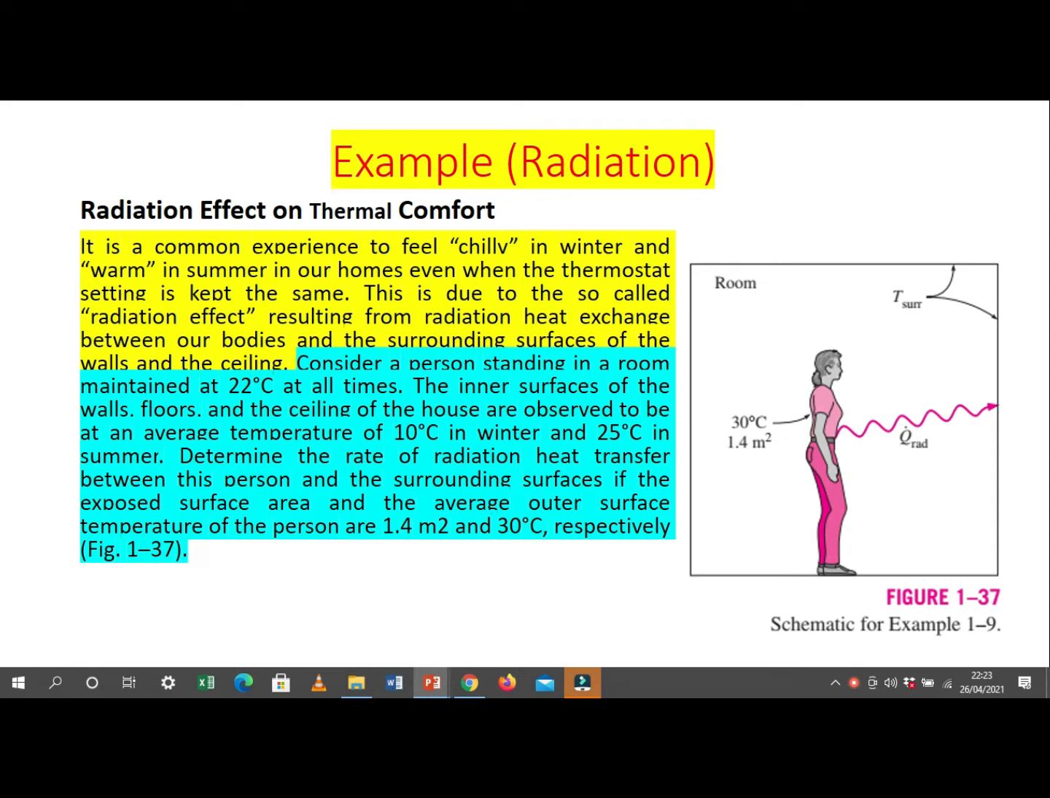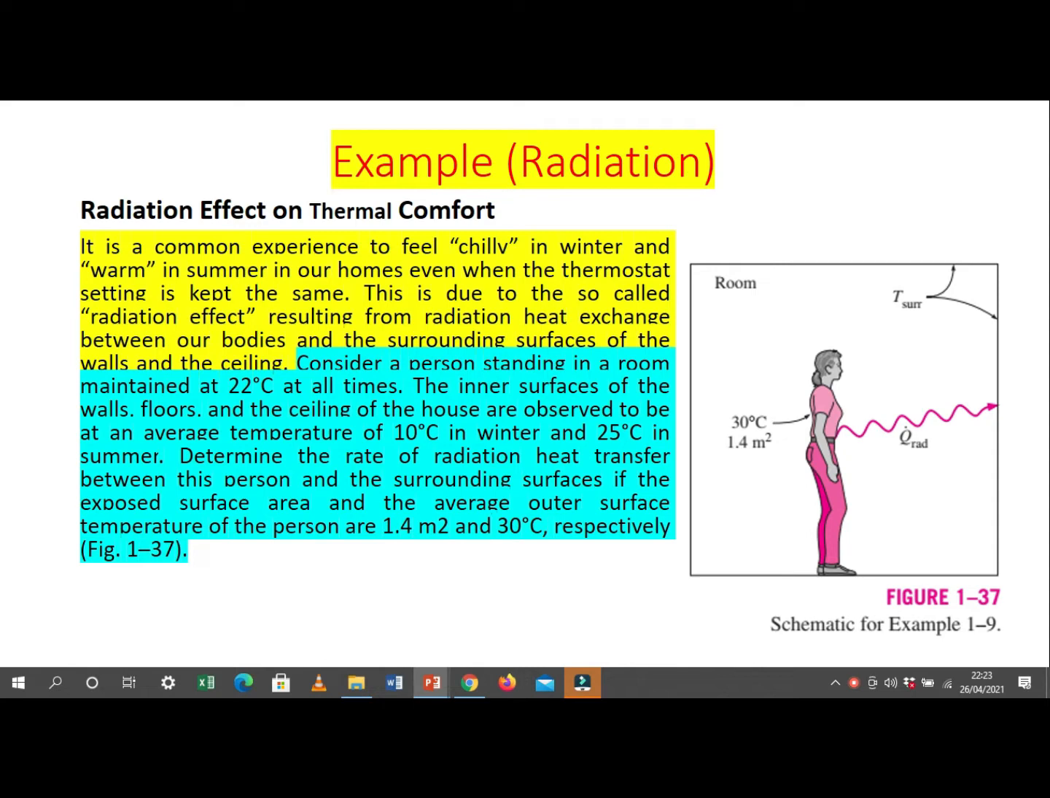The radiation effect on thermal comfort. It is a common experience to feel chilly in winter and warm in summer in our homes, even when the thermostat setting is kept the same. This is due to the so-called radiation effect, resulting from the radiation heat exchange between our bodies and the surrounding surfaces of the walls and ceilings.